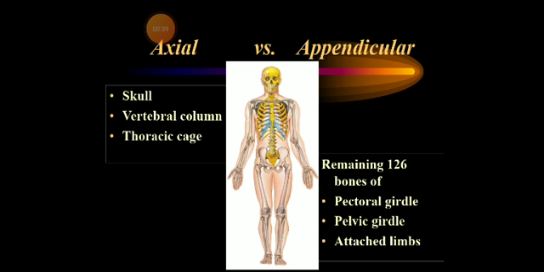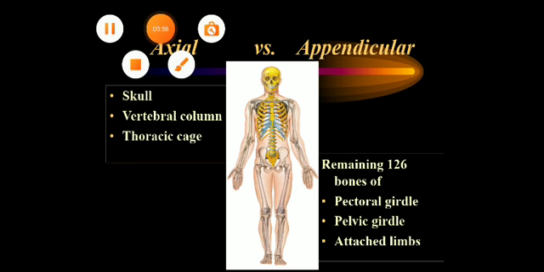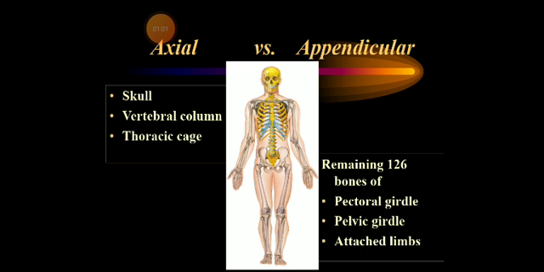So there is a comparison between the axial and appendicular skeleton. The axial includes the skull, vertebral column, and thoracic cage, whereas the appendicular skeleton has the remaining 126 bones of the pectoral girdle, pelvic girdle, and the attached limbs.